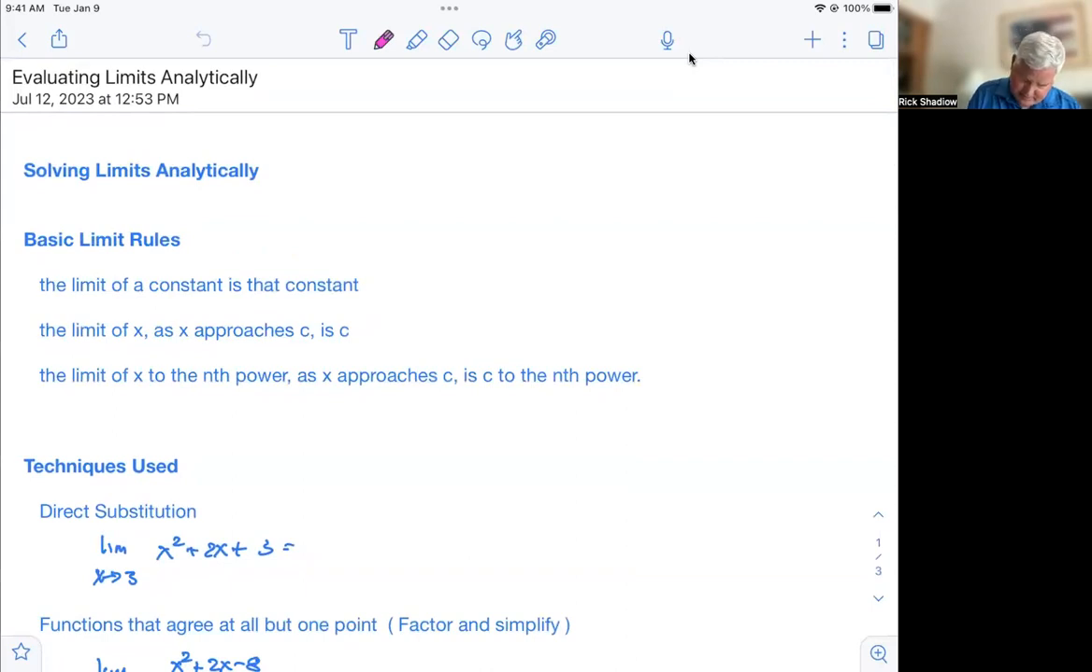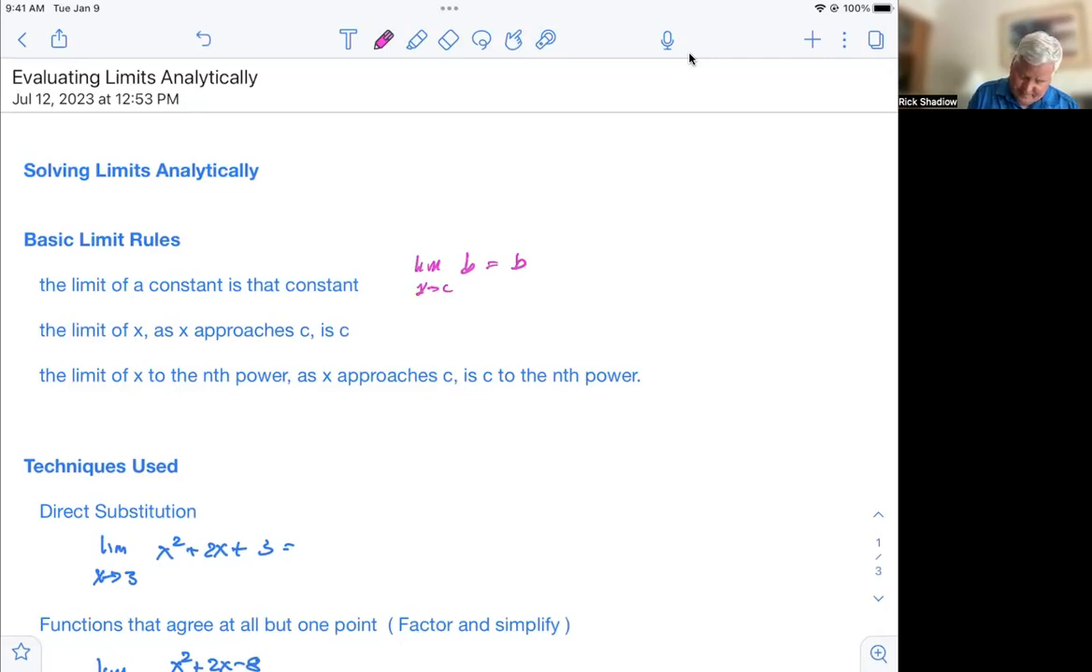So again, that would look something like this: the limit as x goes to c of some number b will just be b. b is not being affected by x at all. So it would make sense that that limit would just go to b, whether it's going to c or any other value. For that matter, the limit of a constant is that constant.